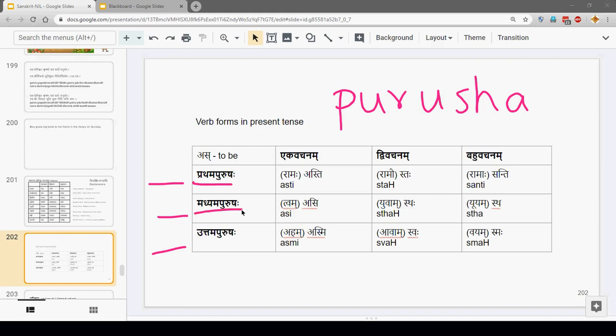Madhyama purusha means actually middle. Madhyama is middle. Uttama is good. Good is uttama. So good person. So that is the literal meaning. But these are actually grammatical terms. Prathama purusha, madhyama purusha, uttama purusha. First person. So you can think of this as the first, the middle, and the last one.